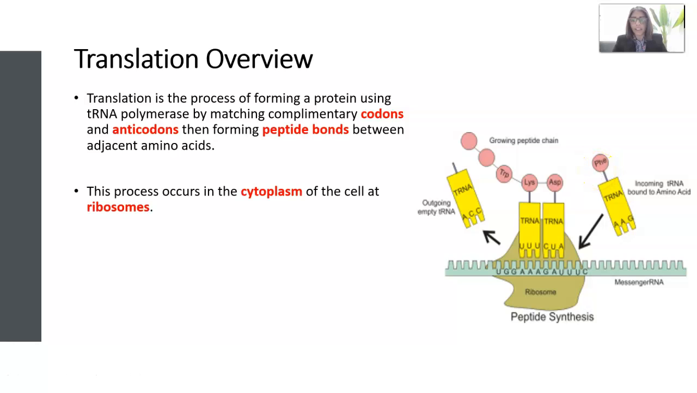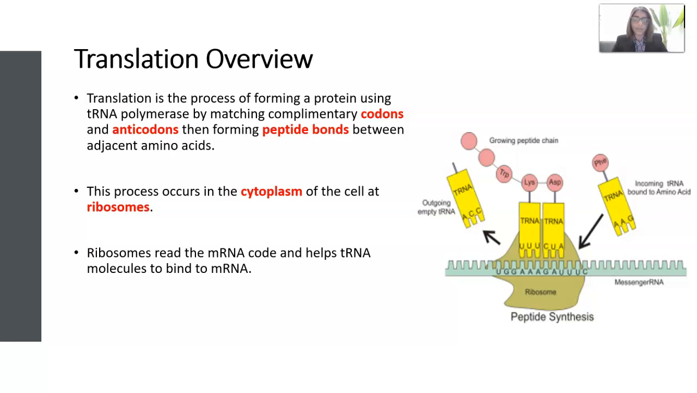Now we have mentioned that this process all occurs in the cytoplasm of the cell at ribosomes, and it's the ribosomes that actually read this mRNA code and help the tRNA molecule to bind to it, as I've just described. Now, you'll notice here, in the diagram, it says a growing polypeptide chain. So these single amino acids join together, and the bond that forms here is a peptide bond. Now, in order to form a peptide bond, we require ATP because this is an energy-consuming process.